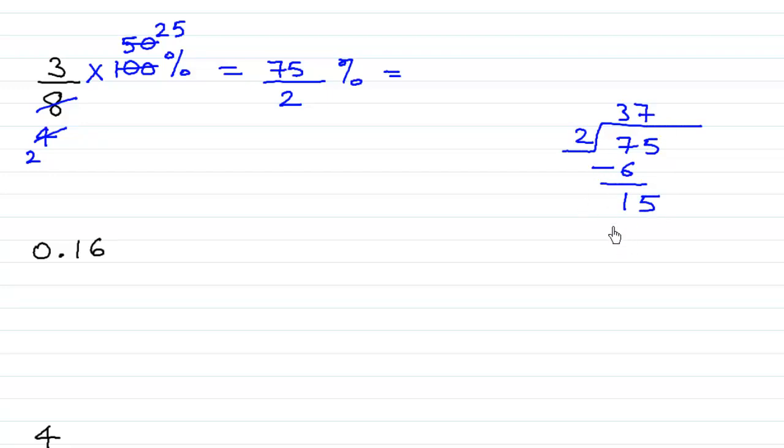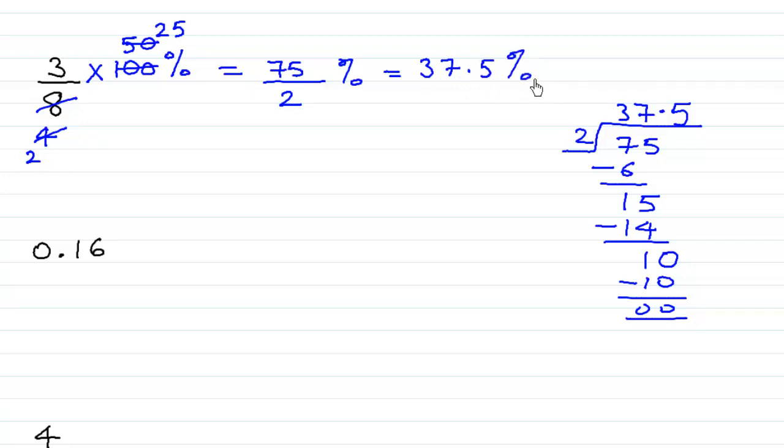2 sevens are 14, 1, and then we can put 1 decimal point and 1 0 at one time. So 2 5s are 10. So we have 37.5 or 37.5%. So 3 upon 8 is 37.5%.